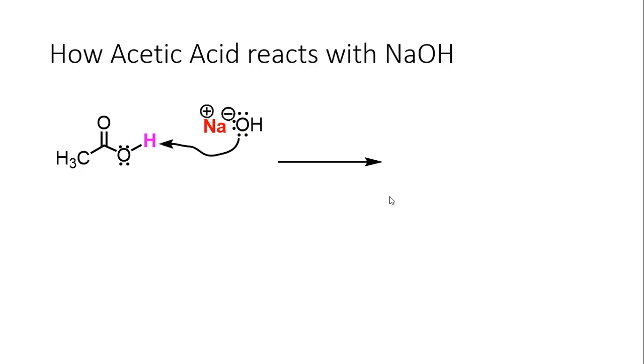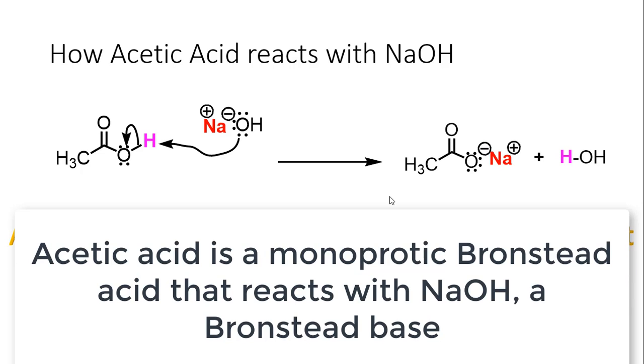So now it's the same exact mechanism, just a different acid, right? The sodium hydroxide, the OH gives a pair of electrons to the proton, and the OH bond breaks, those electrons go back to oxygen. And so now you have this acetate salt plus water, and we can say that acetic acid is a monoprotic Bronsted acid. Monoprotic meaning it gives away 1 proton, and it reacts with sodium hydroxide, which is a Bronsted base, and it does so through proton transfer.